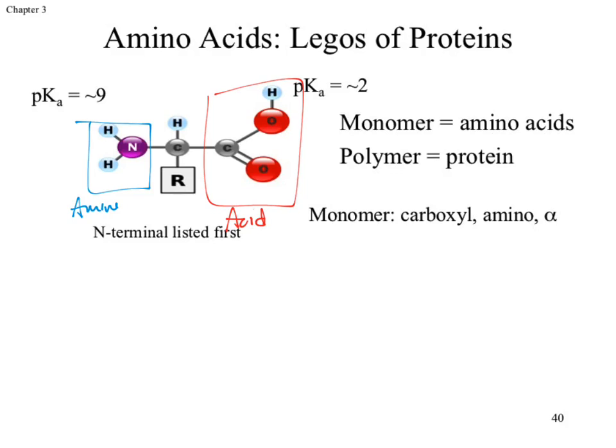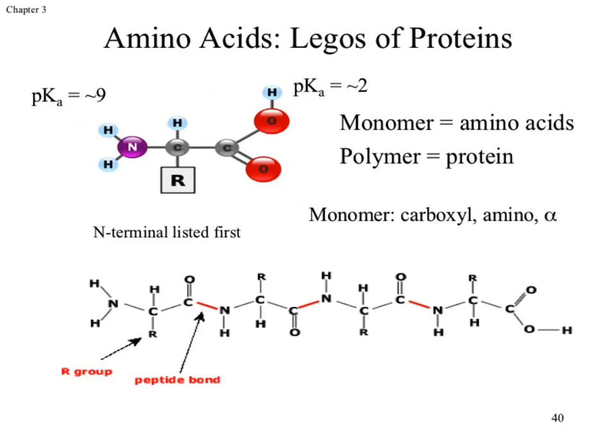This way. The amine is always on the left, the acid is always on the right. That is the default way to look at an amino acid. If you ever wonder, just say amino acid. The name gives it to you. So when we're looking at these, your amino acid is the monomer. It's a single unit. The protein is your polymer. We're linking multiple of these together. And your N terminal is always listed first.